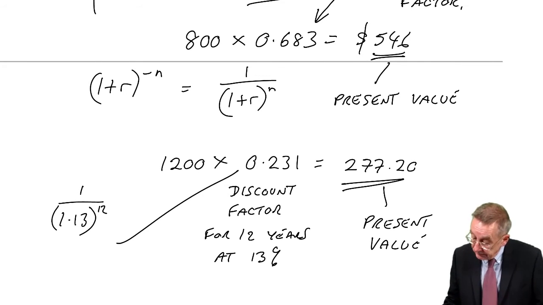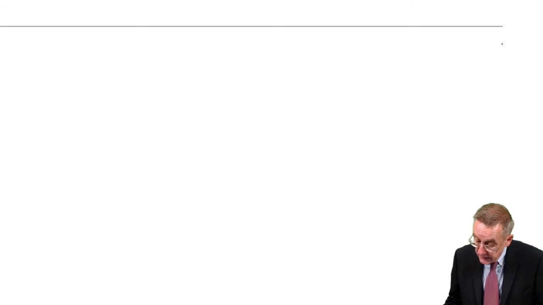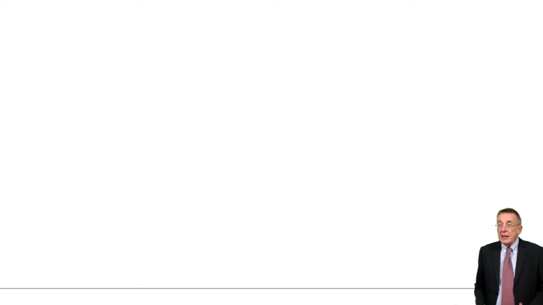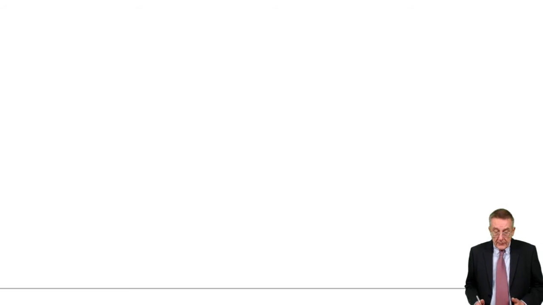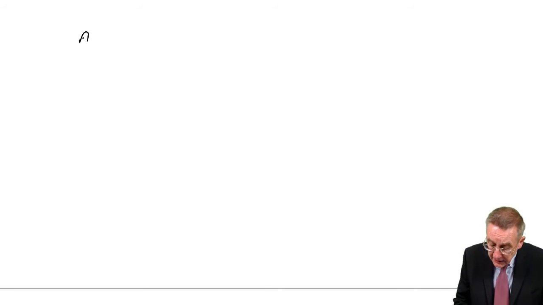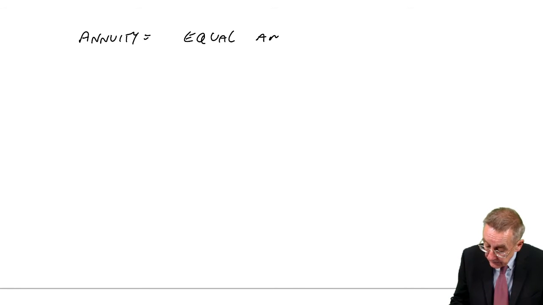Oh, well, that's nice. Well, another exercise, though, which you'll see in the next chapter occurs fairly often, is something called an annuity. An annuity is an equal amount each year.